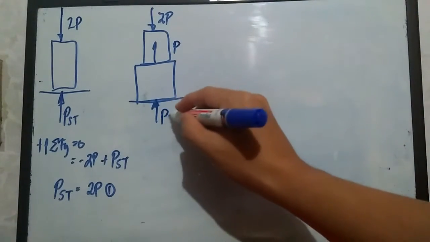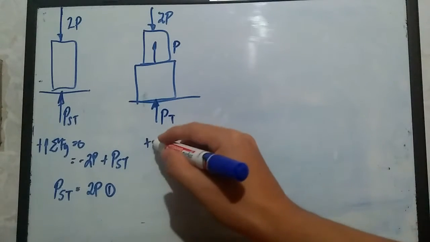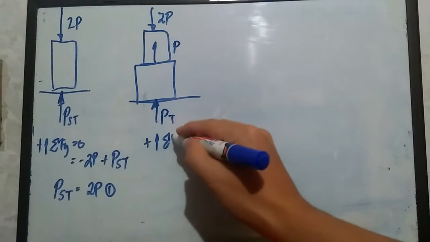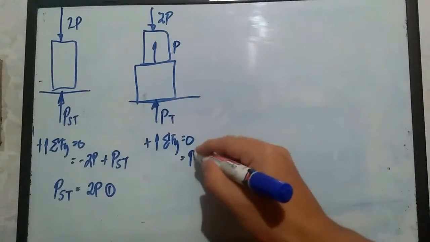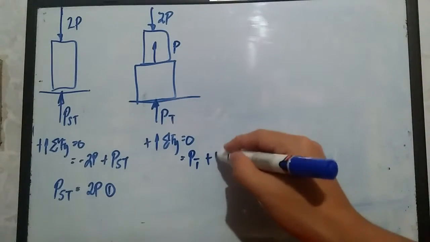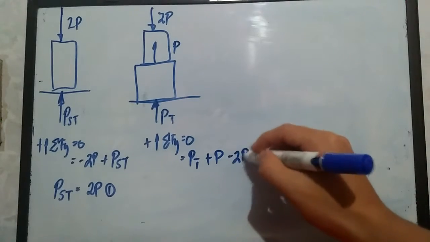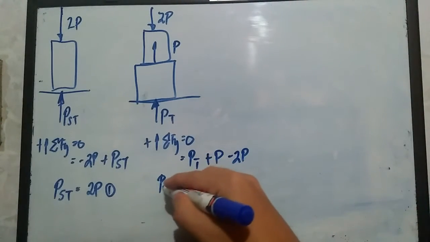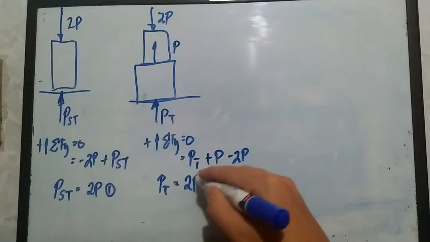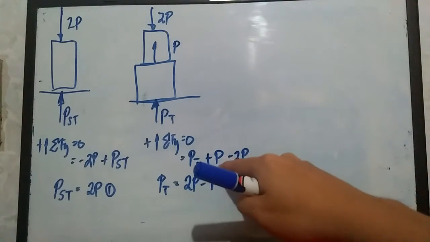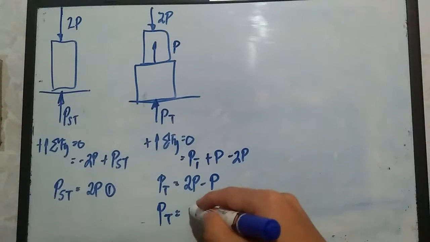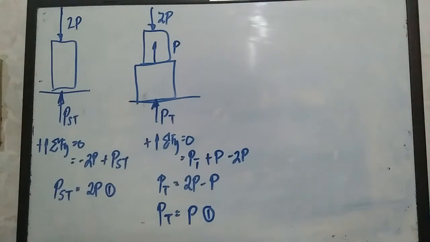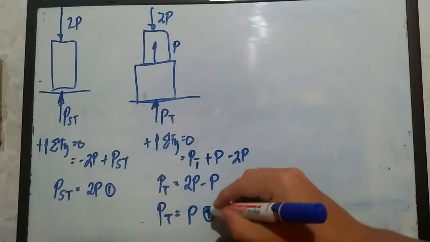So this one is P sub t for timber. Then applying the equilibrium, summation of forces along the y-axis, going up is positive. So that should be P sub t for timber, and then we have plus P minus 2P. And then isolating P sub t, that should be positive 2P minus P because you're just going to transpose this one to the other side and then rearranging. So P sub t now is equivalent to simply P. Okay. And after doing that, that should be equation number 2.